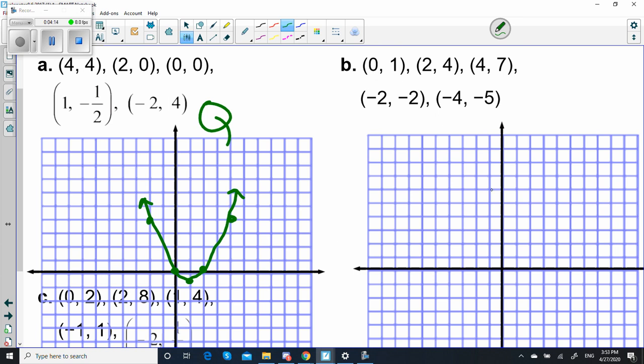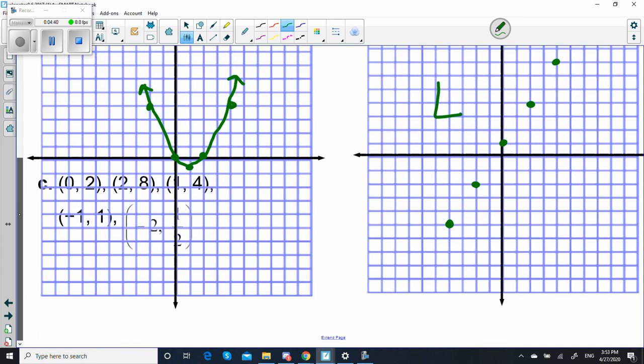And if we look at B, we've got (0, 1), so up 1. (2, 4) is right 2 and up 4. (4, 7). 1, 2, 3, 4. 1, 2, 3, 4, 5, 6, 7. Negative 2, negative 2. And negative 4. 1, 2, 3, 4. 1, 2, 3, 4, 5. That is a straight line. That is linear.